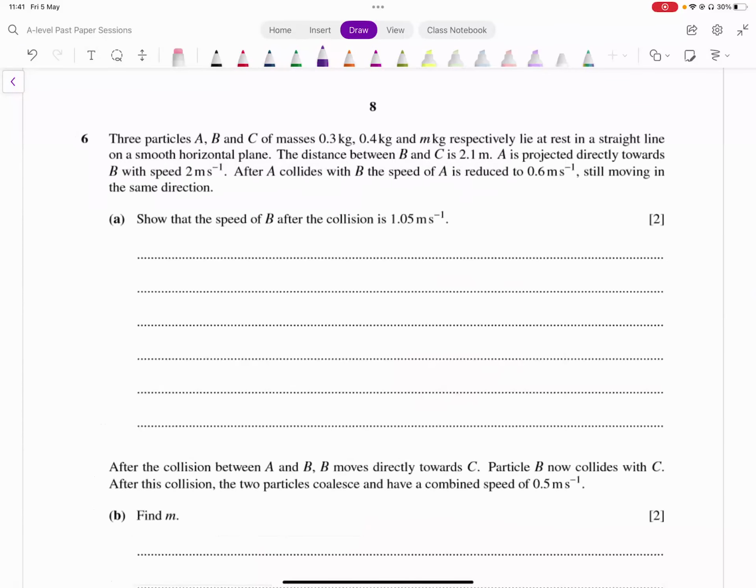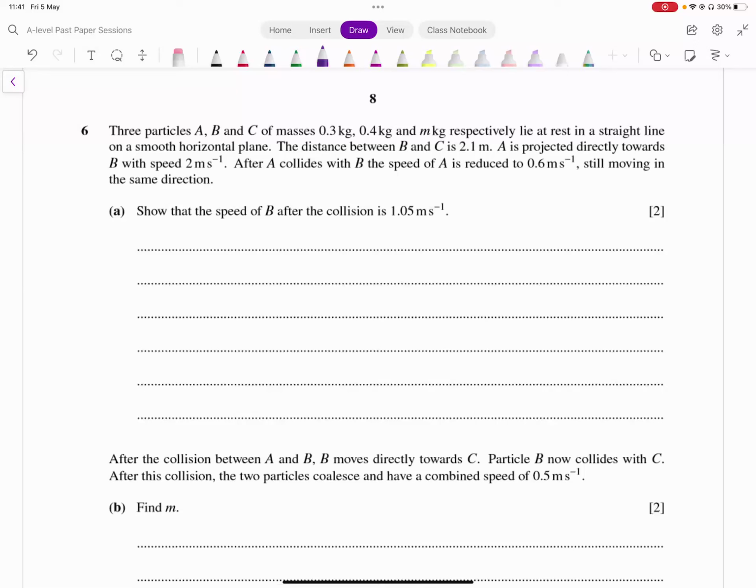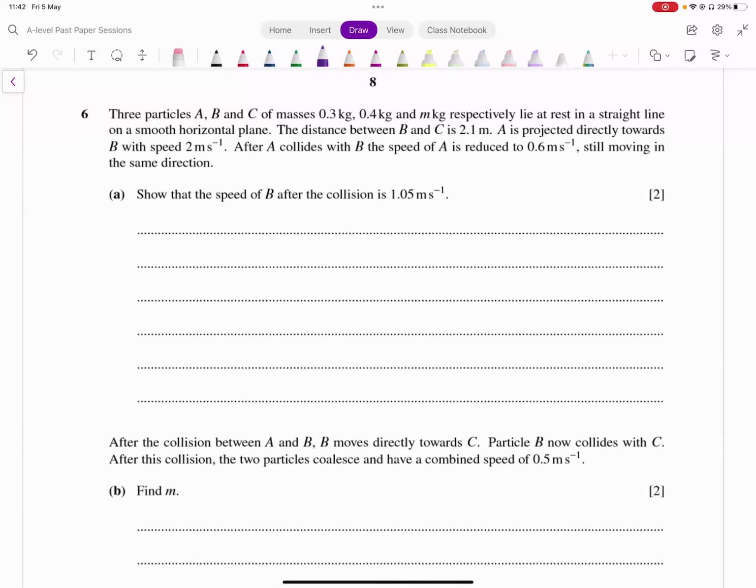6 from this paper. Let's have a look at this. It says 3 particles A, B, and C of mass is 0.3 kg, 0.4 kg, and m kg respectively lie at rest in a straight line on a smooth horizontal plane. The distance between B and C is 2.1 meters. A is projected directly towards B with speed 2 meters per second. After A collides with B, the speed of A is reduced to 0.6 meters per second, still moving in the same direction. Show that the speed of B after the collision is 1.05.